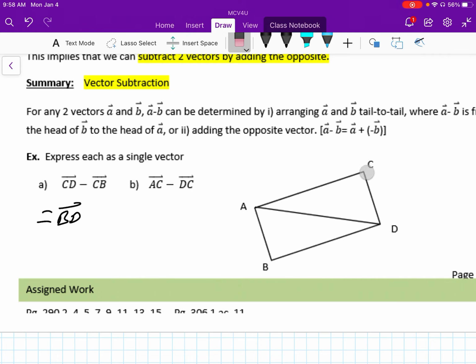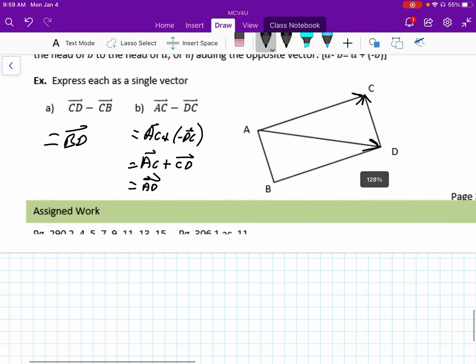When we take a look at the second one, we have vector AC, right there, minus vector DC. DC is this here. Well, these are lined up head to head, and we don't know what that is. So here's what we do. We can use AC plus negative DC, which is equal to vector AC plus vector CD. Since this is vector addition, we go from the tail of the first to the head of the second. So we have AD. So this is simply vector AD.